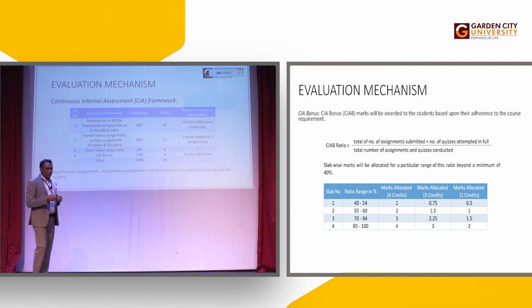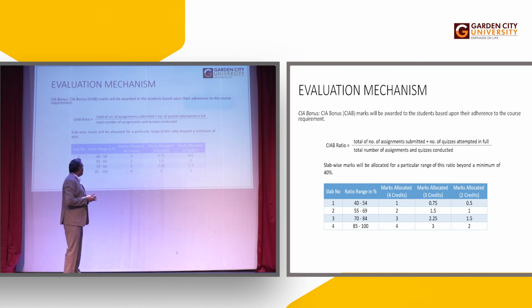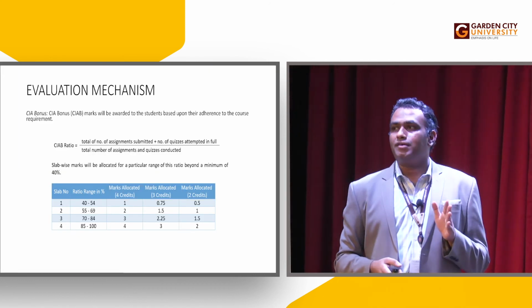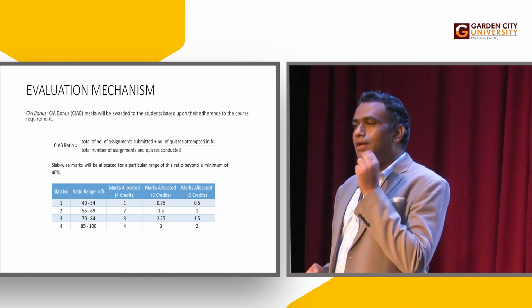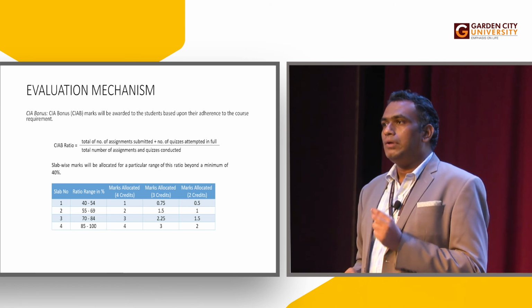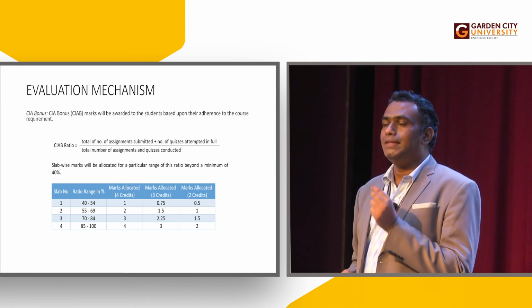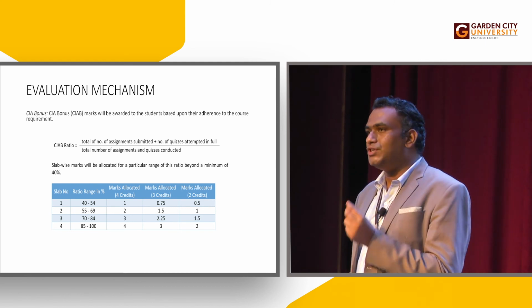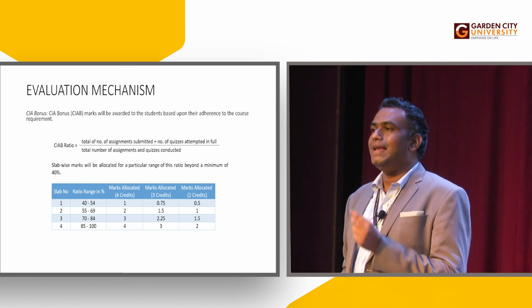How is the CA bonus calculated? If you look at this particular table, the number of assignments submitted on time and quizzes attempted on time, divided by the total number of assignments and quizzes, provides the marks for the student. For example, for a ratio range of 40 to 54%, the student earns 1 mark, whereas for a ratio range of 85 to 100, the student earns 4 marks. It is an incentive which is very new in India. It helps motivate students to complete their teaching-learning activities, in terms of participation in the quiz or submission of the assignment in a timely manner.